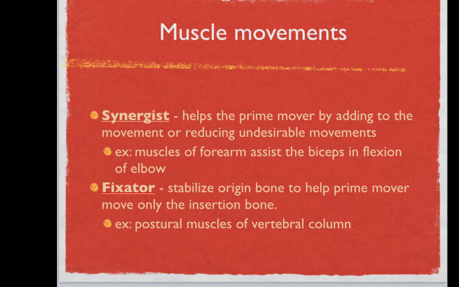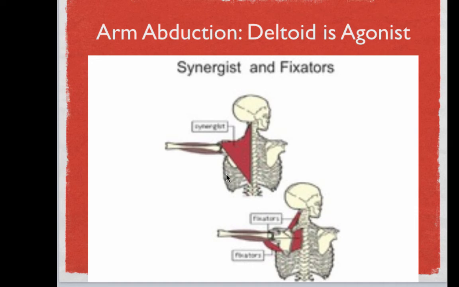Fixators will stabilize the origin bone so that the prime mover is only moving the insertion bone. So here's an example of what that looks like. In this picture, the motion shown is abduction of the arm. The deltoid would be a main muscle involved in this movement. A synergist involved would be the trapezius, because the trapezius helps the deltoid. The trapezius is also involved in arm abduction. It helps to increase the movement caused by the deltoid.